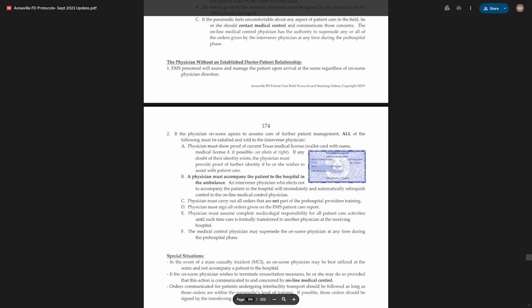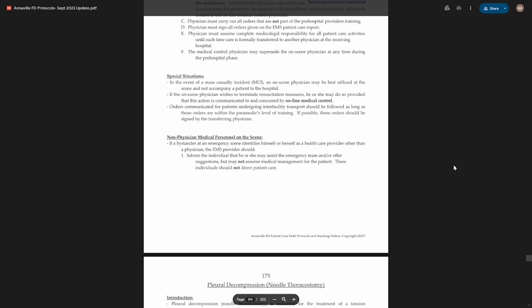The physician must carry out all orders that are not part of the pre-hospital provider's training. The physician must sign all orders given on the EMS patient care report. The physician must assume complete medico-legal responsibility for all patient care activities until such care and time is formally transferred to another physician at the receiving hospital. The medical control physician may supersede the on-scene physician at any time during the pre-hospital phase.